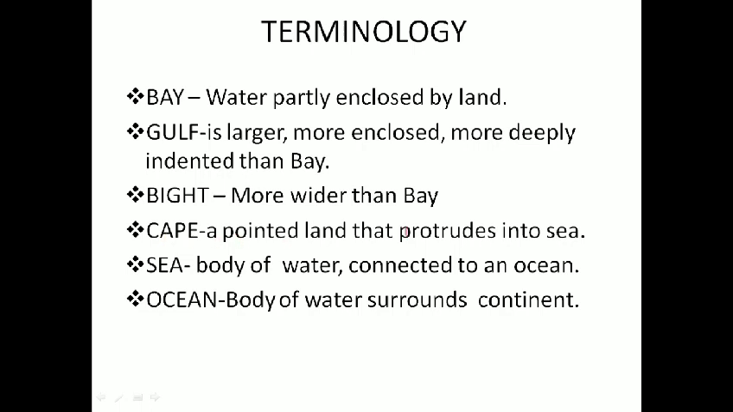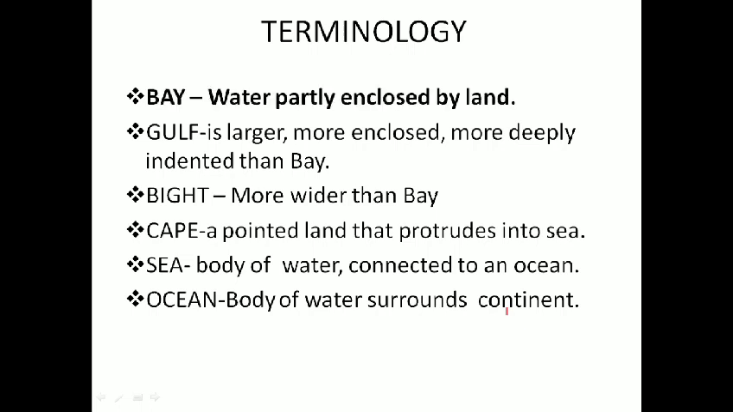Now what is a cape? A cape is a pointed land that protrudes into the sea or any water body. So we have Kanyakumari, we say Cape Comorin. That is a pointed land mass entering into the sea. That is called a cape. Okay. Sea. What is the definition of sea? A body of salt water connected to an ocean is a sea. Now what is an ocean? A body of salt water that surrounds a continent is an ocean.